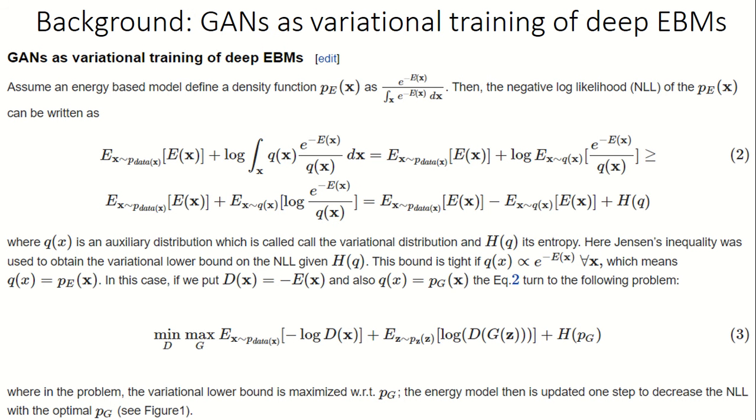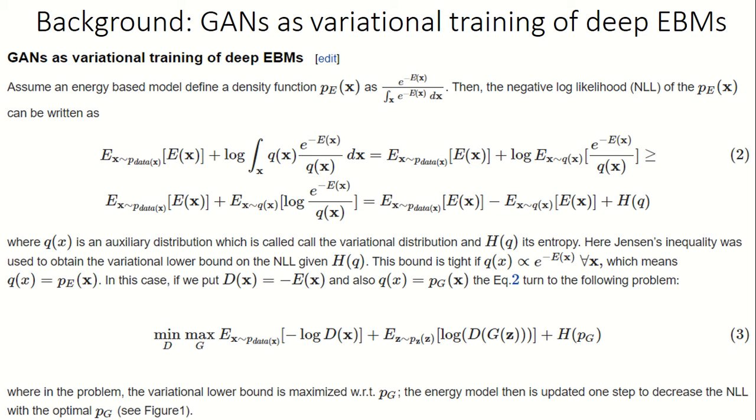But in an energy-based view of GAN, if we assume that the energy-based model defines a density function as p_E(x), which is given in the slide, then the negative log likelihood of this energy-based model is defined as equation 2. After equation 2, if we use Jensen's inequality, we can reach the second line of equation 2, where q(x) is an auxiliary distribution called the variational distribution, and H(q) is its entropy.